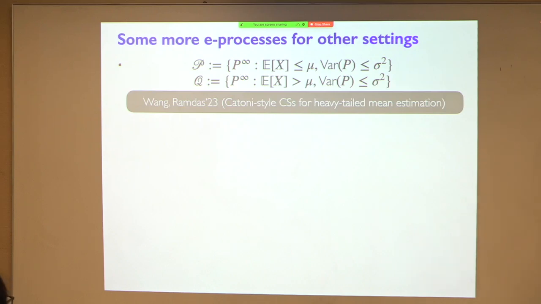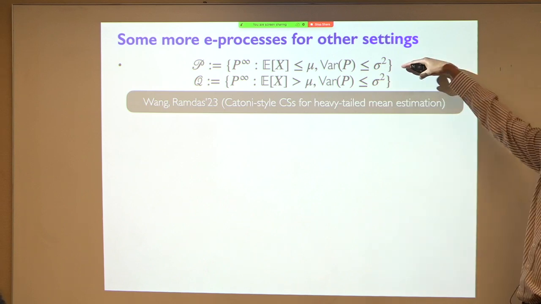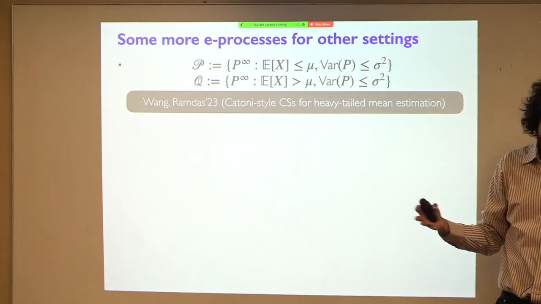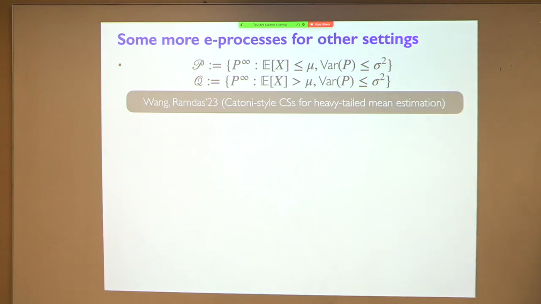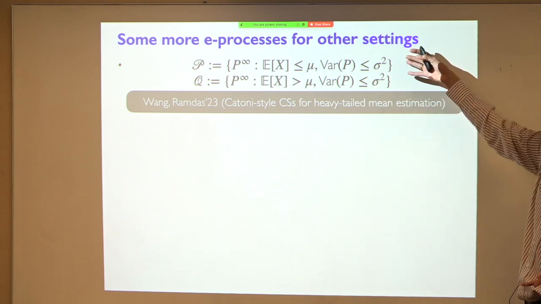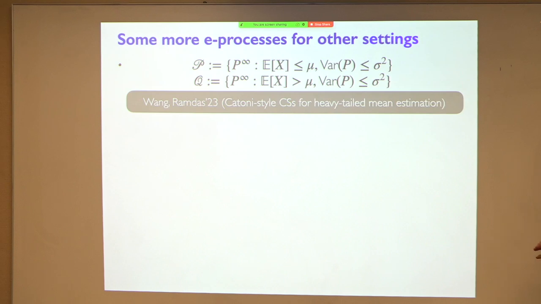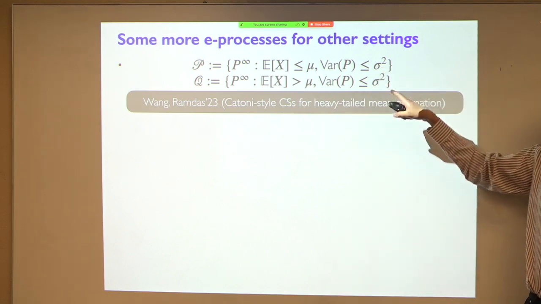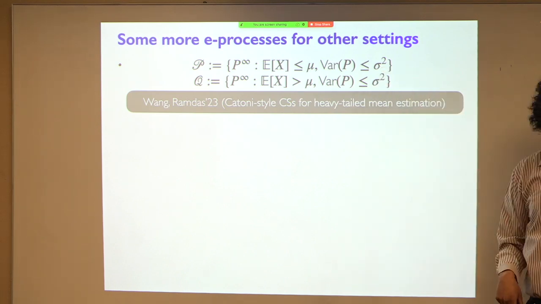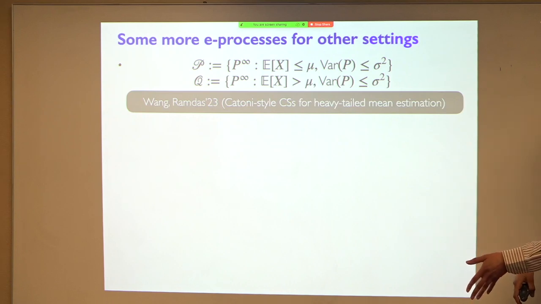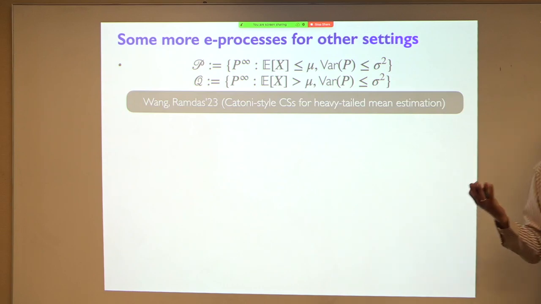So here's a different problem. Now you have heavy-tailed mean change detection. The pre-change class is, let's say, all distributions for which the mean is less than mu and the variance is less than sigma square, but I don't have higher moments, though I know sigma square. And the post-change is the mean is greater than mu, the variance is still less than or equal to sigma square, something like that. But now these are just heavy-tailed distributions.